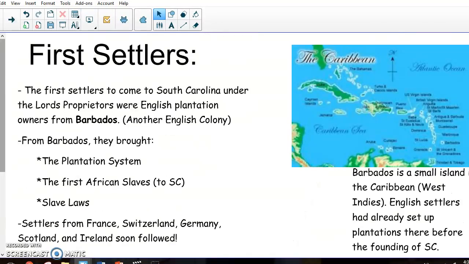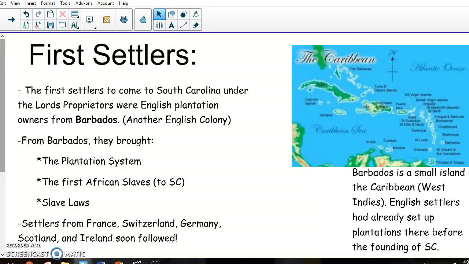Now, with the first settlers, it tells you here that the first settlers to come to South Carolina under the Lords Proprietors were English plantation owners from Barbados, and this was another English colony. If you think about it at this time, and you think about the social stratification that you just saw, most of your population were slaves. In fact, it was like 60% at one point during this time. And like I said earlier, this was the only colony where slaves were the majority.